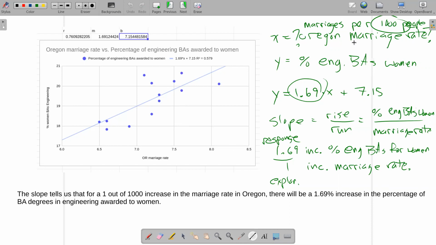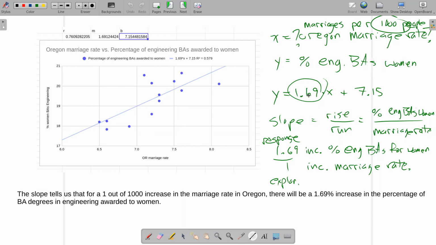Okay. So Oregon marriage rate, this was around the year 2000 for, I think, 12 years. Marriage rate ranged somewhere between 6 and 8 marriages per 1,000 people in Oregon. Bachelor's degrees in engineering for women ranged somewhere between 18 and 21% in the same time frame. And again, each point is a particular year. So there's really 3 variables going around here. There's the year, and then the point in that year is the marriage rate and the percent of engineers that are women with bachelor's degrees.